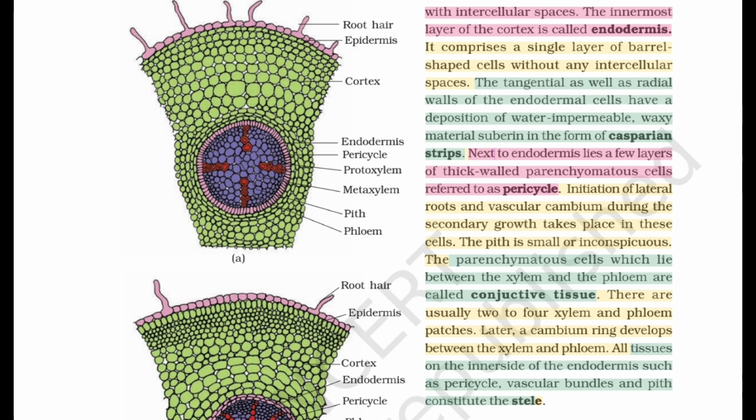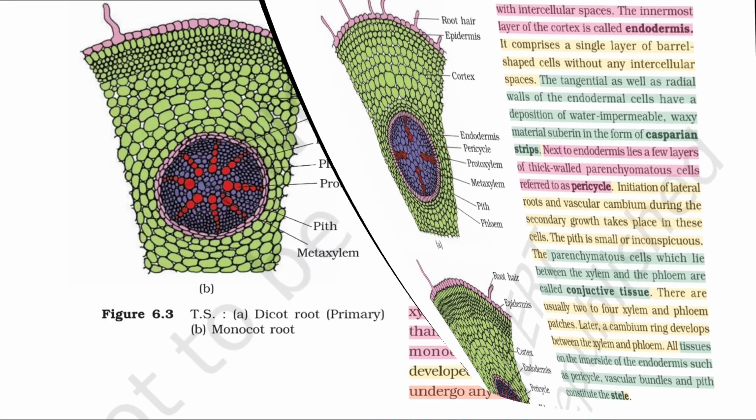The pith is small or inconspicuous. The parenchymatous cells which lie between the xylem and the phloem are called conjunctive tissue. There are usually 2 to 4 xylem and phloem patches. Later, a cambium ring develops between the xylem and phloem. All tissues on the inner side of the endodermis, such as pericycle, vascular bundles and pith, constitute the stele.